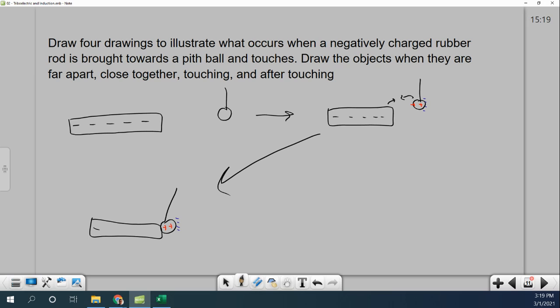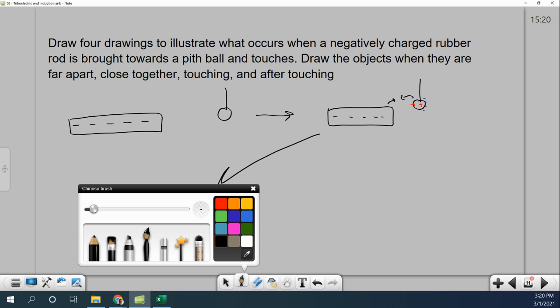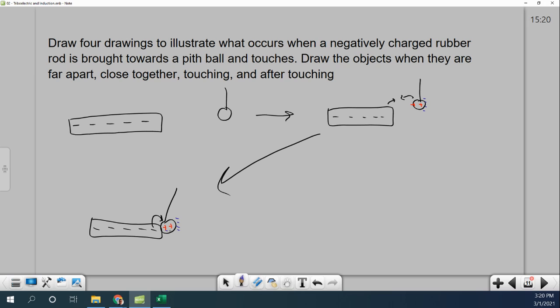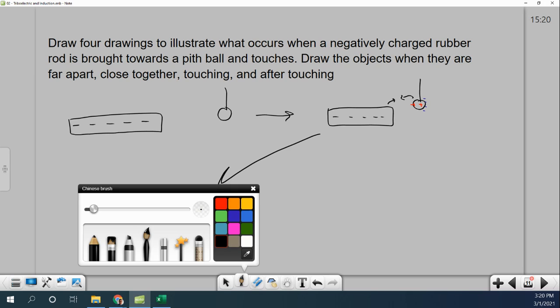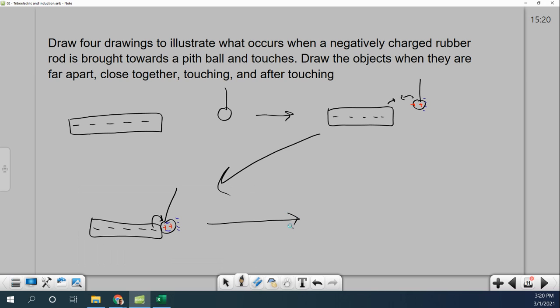This rod was filled with negatives. So what's being attracted to what here? Well, the negative charge from the rod is being attracted to the positive charge from the pith ball. And so you're going to get a couple more negatives in there. A couple negatives are going to transfer. The rod will become slightly less negative. But again, that rod's got a boatload of negative charge. It can afford to give up a couple, and it'll still be negative when it's done.